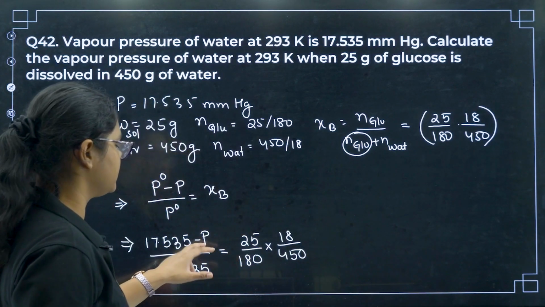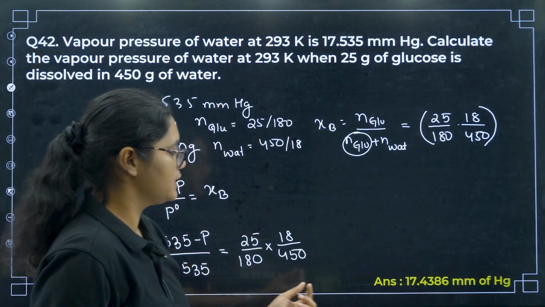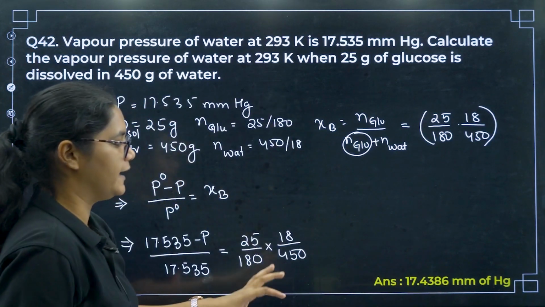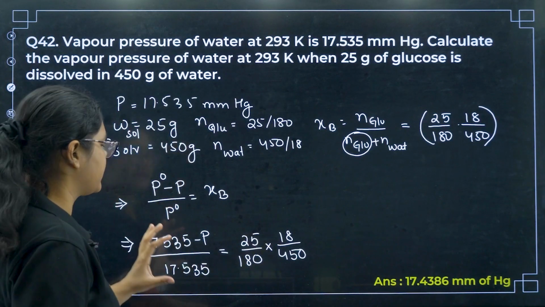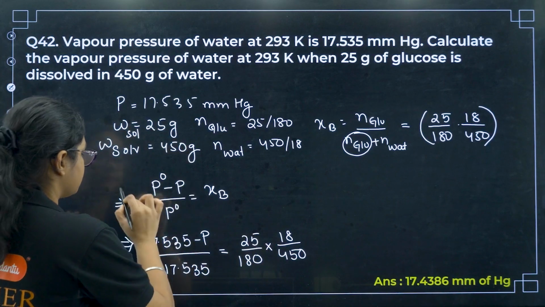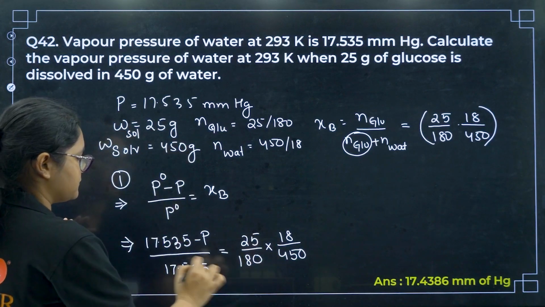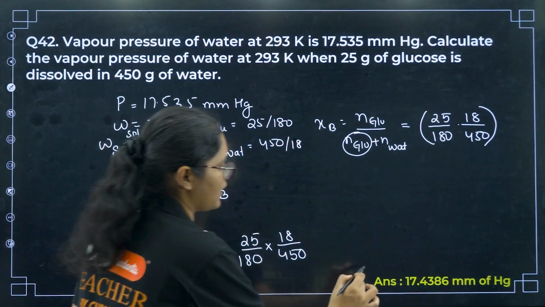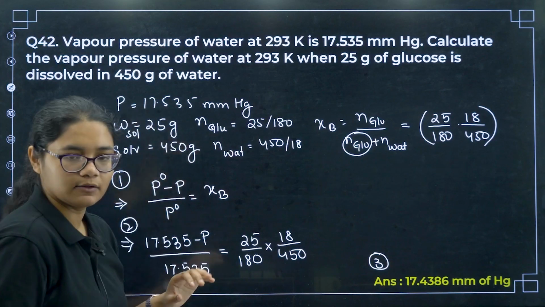Now if I solve this and find the value of P, you will get 17.4386 mm of Hg. You can check the calculation. So this one will carry 1 mark, this substitution will carry 1 mark, and the final answer will carry 1 mark. Okay.